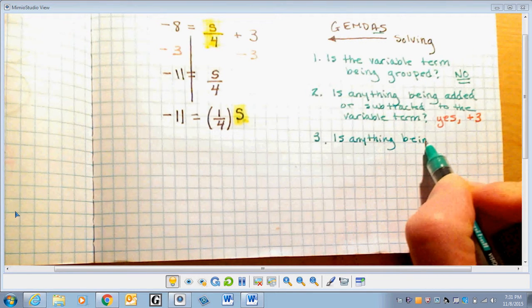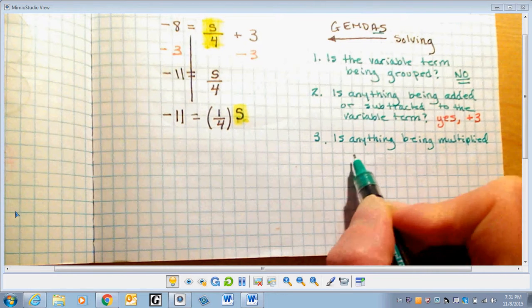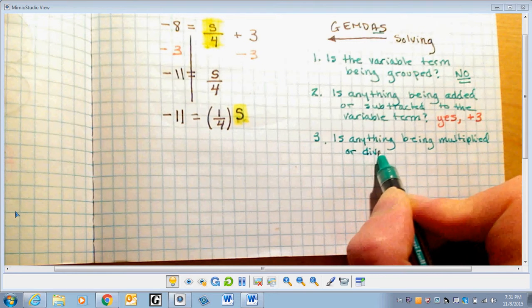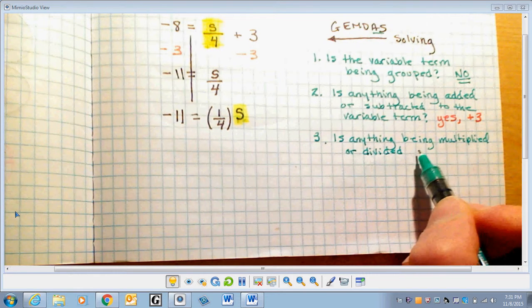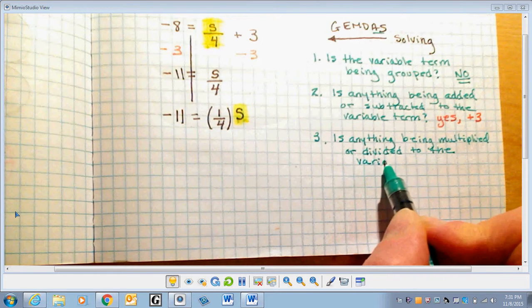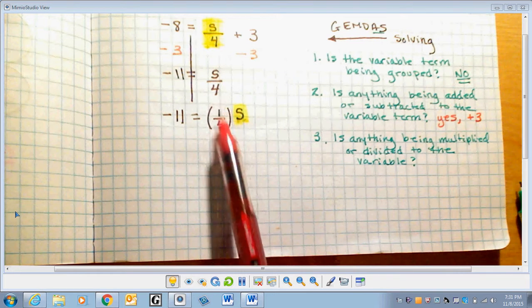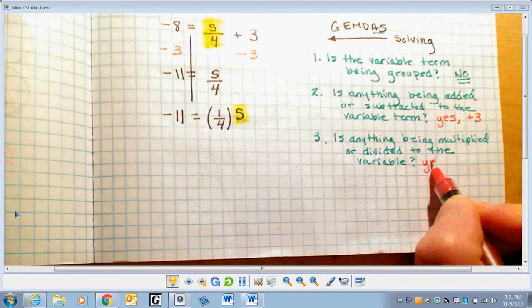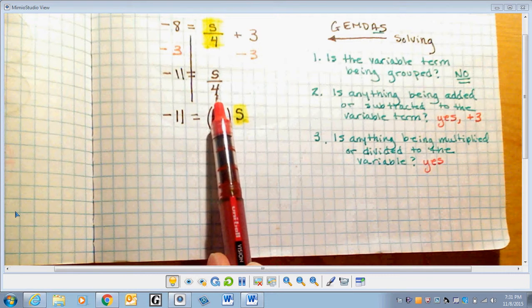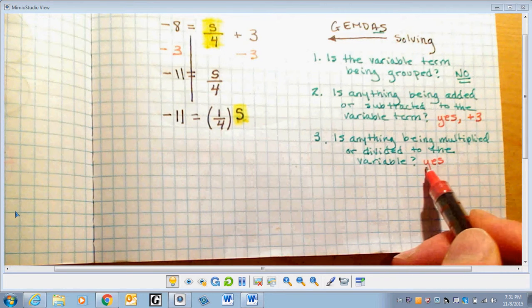is anything being multiplied or divided to the variable? Okay, and the answer is yes. Doesn't matter which one. These both are actually the same. The answer is yes. We can either say here it's being divided by 4, or we could say it's being multiplied by 1/4. Okay? So let me just say yes.